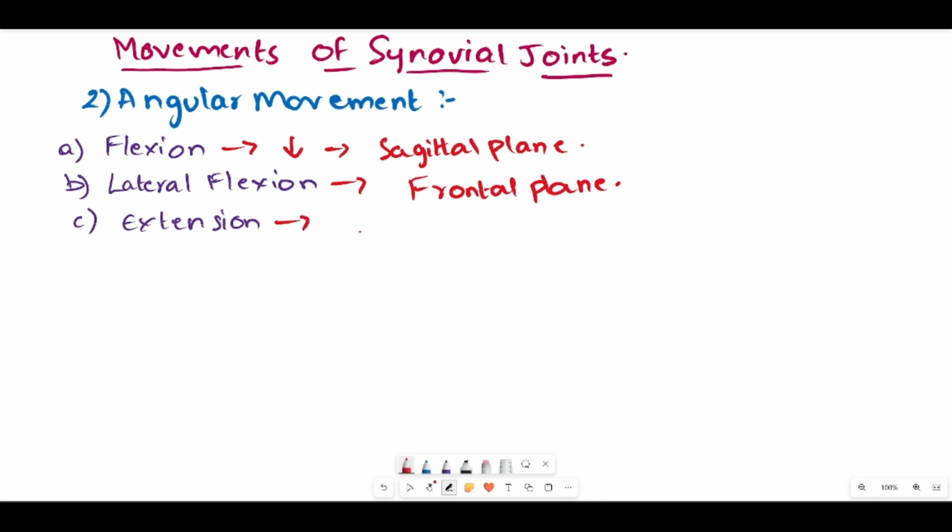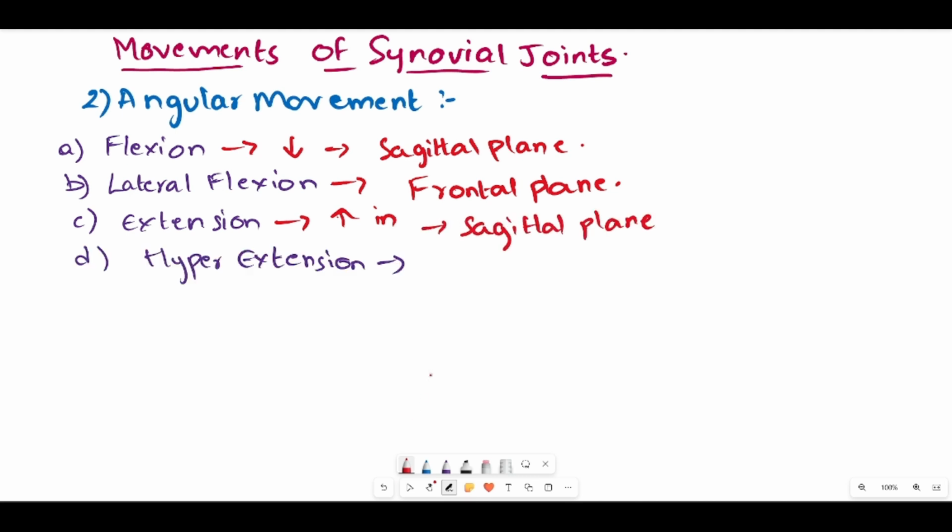And the third one is called extension. Extension is simply the opposite of flexion. Flexion is the decrease in the angle, and extension is the increase in the angle between the bones, and this is also seen in the sagittal plane. The fourth one is called hyperextension. It is simply the extension beyond the anatomical position.